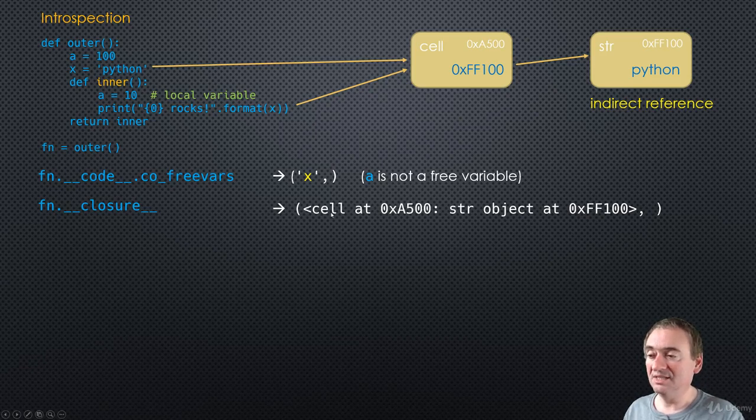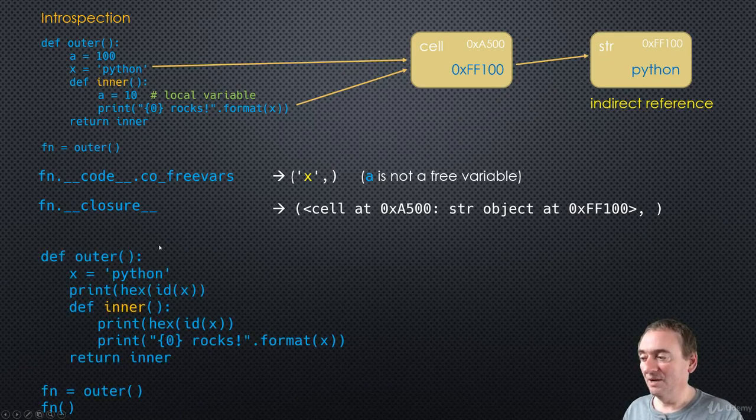And it's going to tell us the cell object is at this memory address. And you'll notice that's the same memory address as this one here in the diagram. And it contains a string object. It's pointing to a string object at some other memory address. Yeah, this one over here, right? So when you do dunder closure, it actually tells you exactly what's going on with your free variable. And if you got more than one, you'll get multiple entries in the tuple.